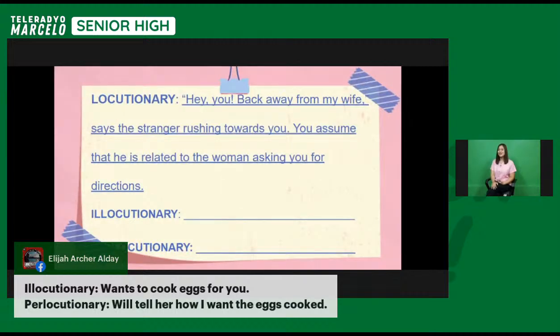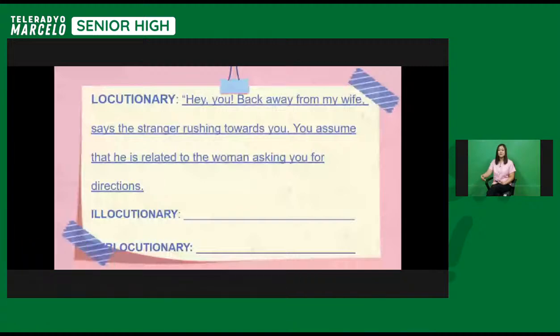Says the stranger rushing towards you. You assume that he is related to the woman asking you for directions. What could be the illocutionary and perlocutionary speech act in that question? "Hey, you, back away from my wife."